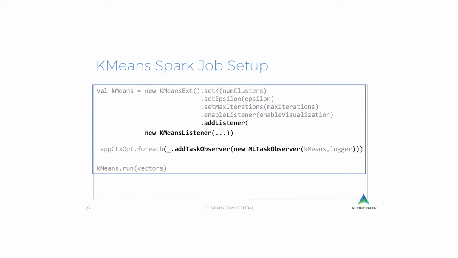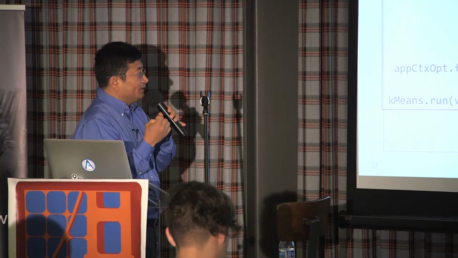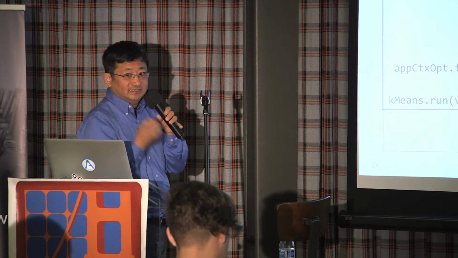So how do we set it up? The only difference is, if you call k-means, instead of calling new KMeans, you call new KMeansExtension, and you add the listeners. And then we also add something called a task observer. I will describe it later. That's the interface receiving commands.